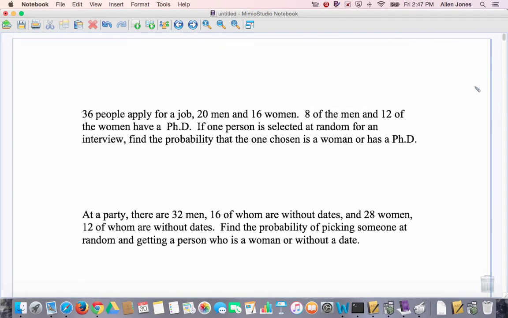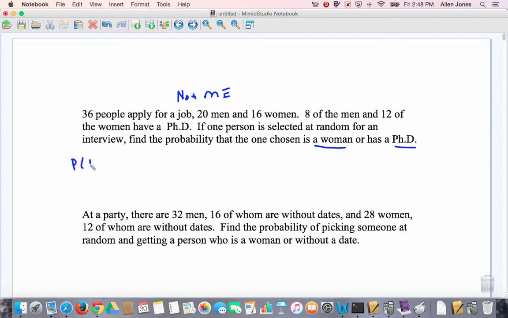Oh, let's go back up here to the top. 36 people apply for a job, 20 men and 16 women. 8 of the men and 12 of the women have a PhD. If one person is selected at random for an interview, find the probability that the one chosen is a woman or has a PhD. So in this case, as we read through here, is it possible for a woman to have a PhD? It is, so these are not mutually exclusive. Okay, people can fit into both categories of being a woman or having a PhD, one or the other.